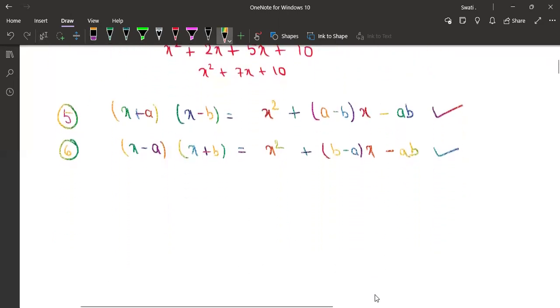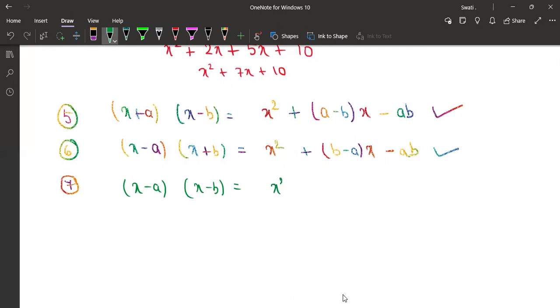Let's go to the seventh formula. So I'm just going to use a different color. Now I'll have both the signs negative, exactly the opposite of the first case. It was x plus a into x plus b. Now we have x minus a into x minus b. So this will simply become x squared minus (a plus b) times x plus a times b. That is our seventh formula.